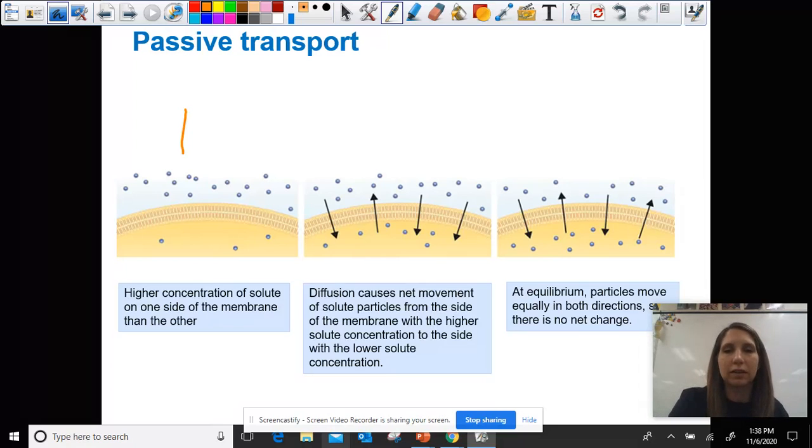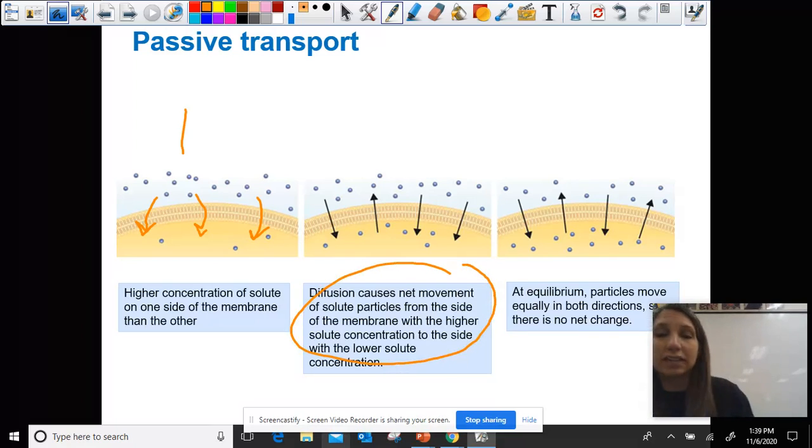If we have a scenario with a lot of solute on the exterior of the cell, what tends to happen is, as long as that solute is small enough, hydrophobic enough, nonpolar enough, and uncharged enough, it's going to be able to start crossing this membrane. And we know that those molecules are going to try to reach equilibrium to make themselves the most comfortable in their space. And so the higher concentration is going to drive the movement of these molecules on the outside to the interior of the cell. So we get a net movement of solute particles from the side of the membrane that has a higher solute concentration to the side that has the lower.